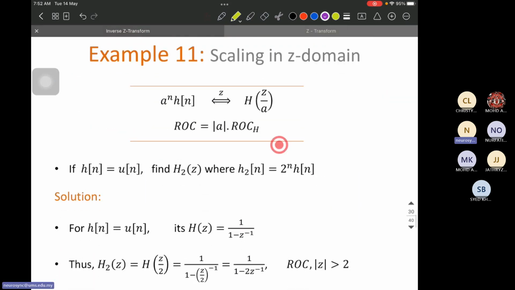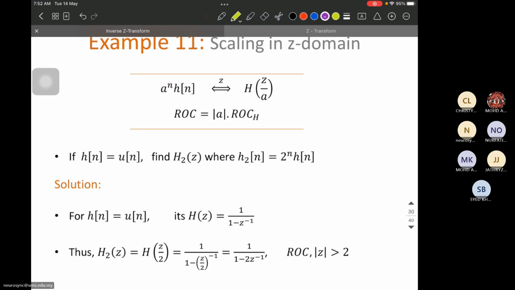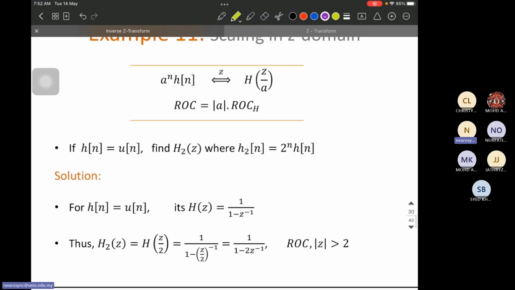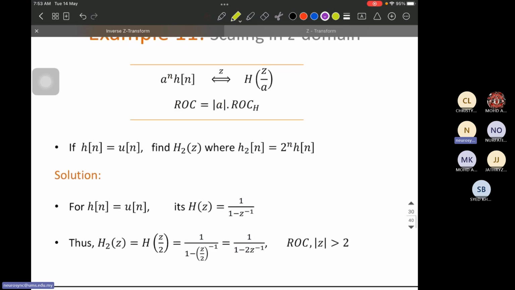Now, scaling in the Z domain. If there is scaling in the Z domain, then we will have this factor multiplied in the H domain. Okay. And what will be the ROC for this? This is very important. The ROC will be the scaled ROC. Okay. So the ROC will be scaled by modulus of a.